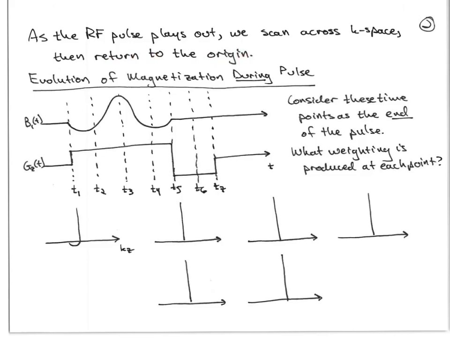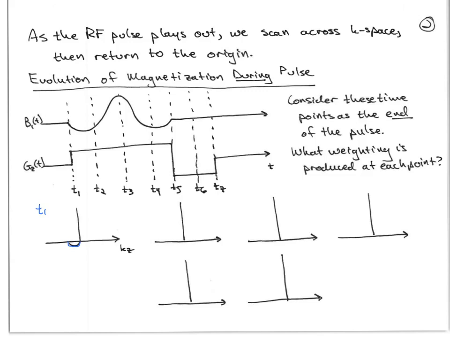So now let's look at the evolution of magnetization during the pulse, or the evolution of k-space RF deposition during the pulse, to gain perhaps a little more intuitive understanding of what's going on here. Okay, so let's say that we've got this RF pulse as a time bandwidth 4 windowed sinc function. And we're going to define these time points, T1 up to T7. So now let's consider these time points to be the end of the pulse. So let's look at the total energy deposition at each one of these time points, ignoring what's going to happen afterwards.